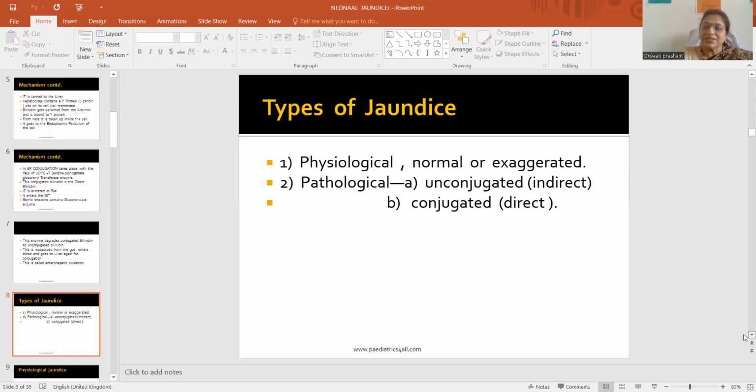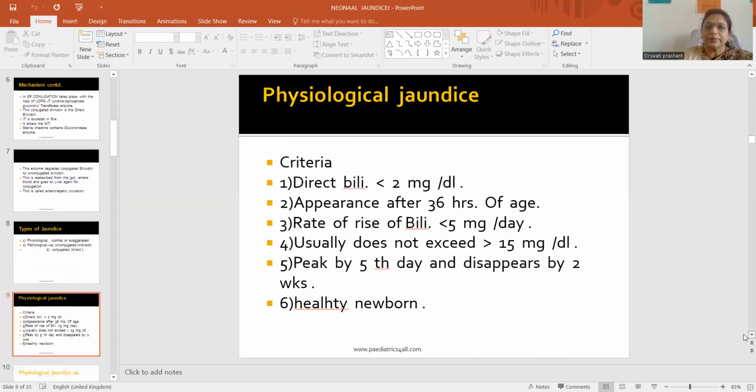This is called enterohepatic circulation. Once the baby starts feeding properly, there is colonization of normal bacterial flora, and then the activity of this glucuronidase enzyme will decrease and the enterohepatic circulation will not be there afterwards. Now, the types of jaundice are physiological and pathological. Physiological jaundice may be a normal physiological or just an exaggerated physiological jaundice. Pathological jaundice will be conjugated, that is direct hyperbilirubinemia, or unconjugated, that is indirect hyperbilirubinemia.